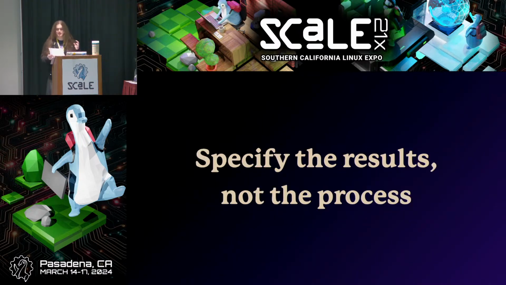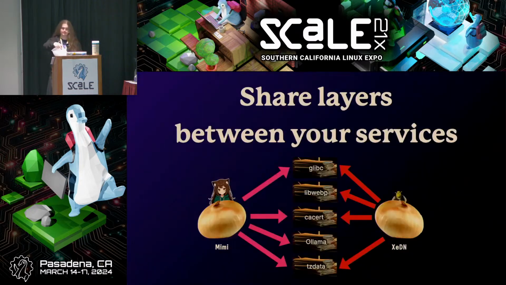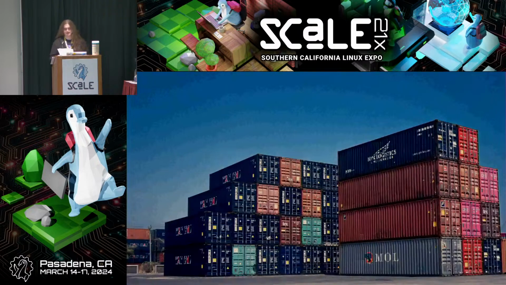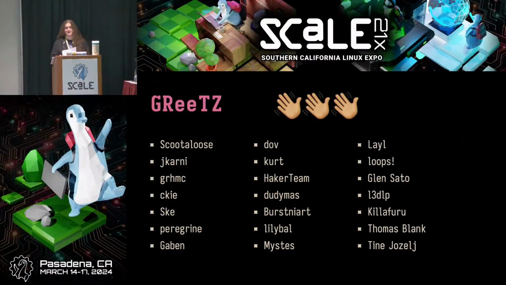Nix makes you specify the results, not the process that you use to get there. Building Docker images with Nix makes it easy to adopt Nix if you already use Docker. Nix makes Docker images that share layers between parts of your monorepo. And Nix lets you avoid building code that was built in the past thanks to binary caches. And then in the end, you just get normal, ordinary container images that you can deploy anywhere, even big platforms like AWS, Google Cloud, or Fly.io.